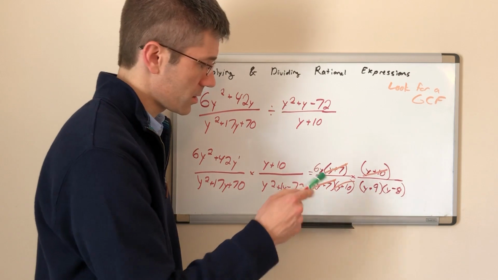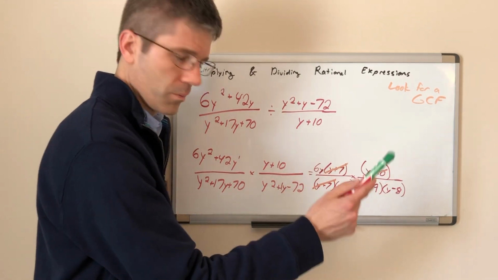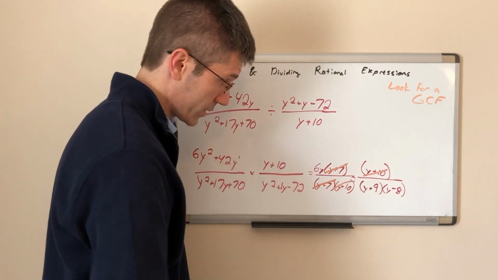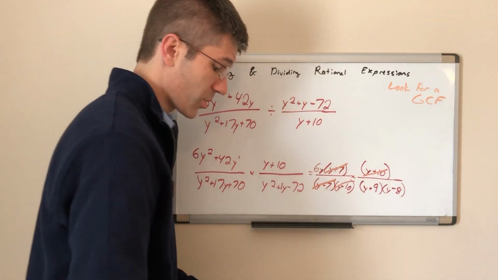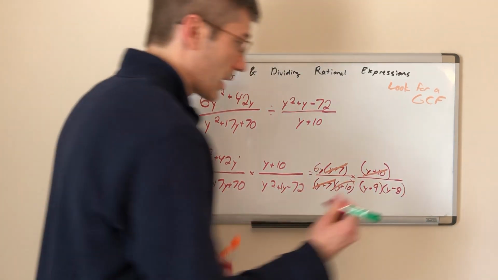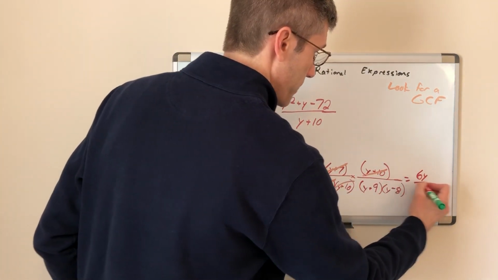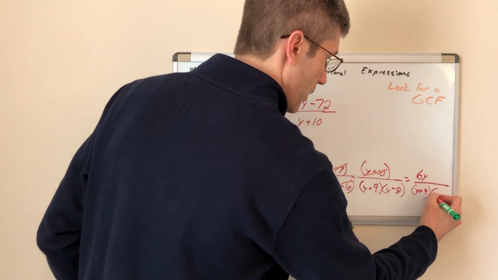Now, don't look at this and say, well, 3 goes into 6, 3 goes into 9. Nope, that 9 is hanging around with this y. It's added, it's one quantity. And I can't reduce that y with that one or with that one. So we've canceled out all the factors that we can. So the final answer: numerator is 6y, denominator is y plus 9 times y minus 8.